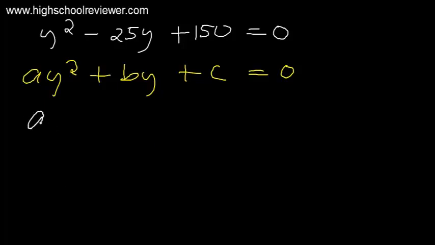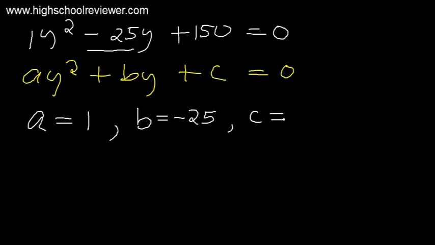So the value for a here will be the numerical coefficient of our first term. Since there is no numerical coefficient, it is understood as 1, since 1 multiplied by y squared is equal to y squared. So our a here will be positive 1. And then our value for b will be the numerical coefficient of our second term, and this is negative 25. The value for c will be our constant, and our constant is positive 150.